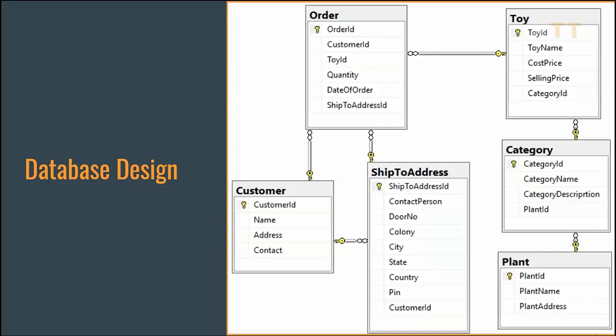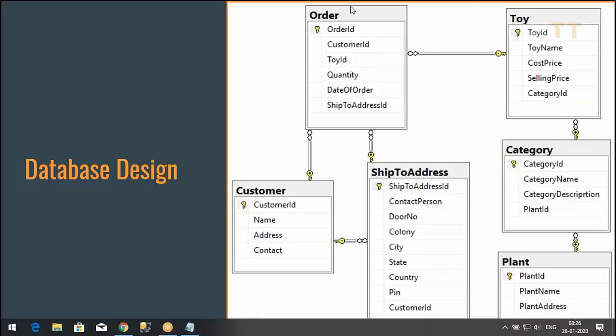Now one category can have multiple toys. Again, one to many relationship. Are you all getting things? Now category ID will be a foreign key in the toy table. Category and toy, one to many relationship. Are you all getting things?